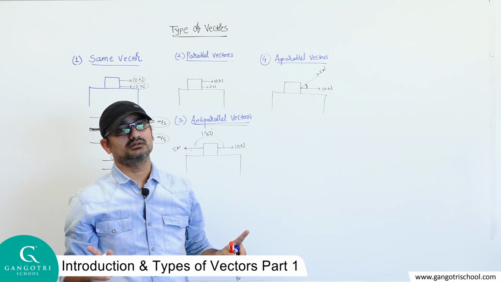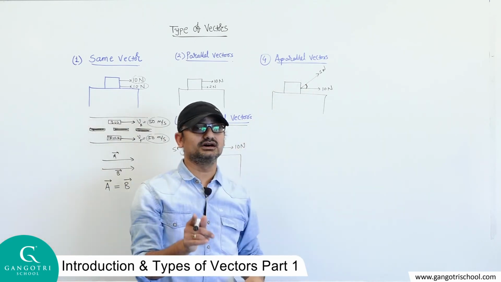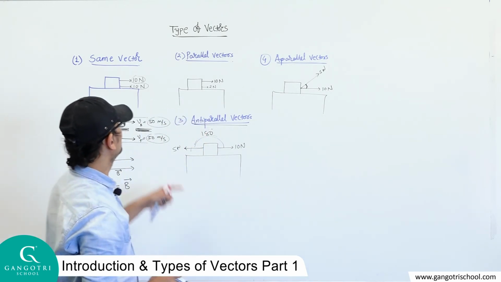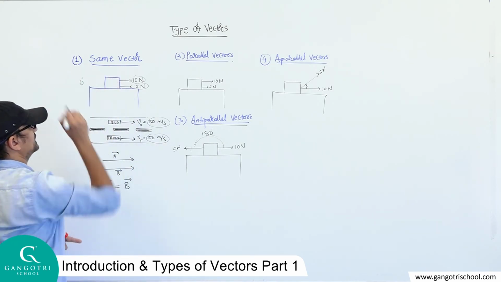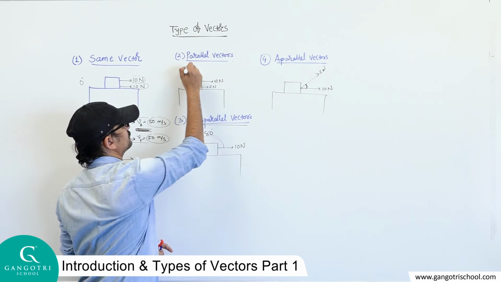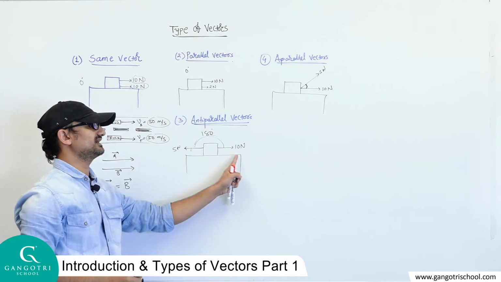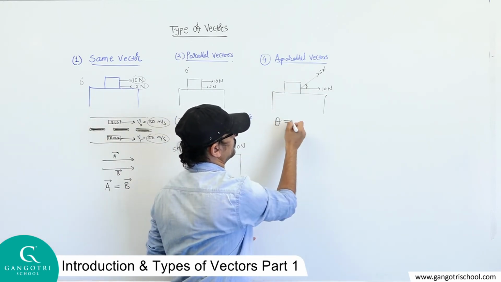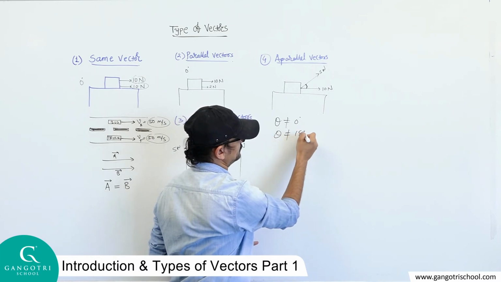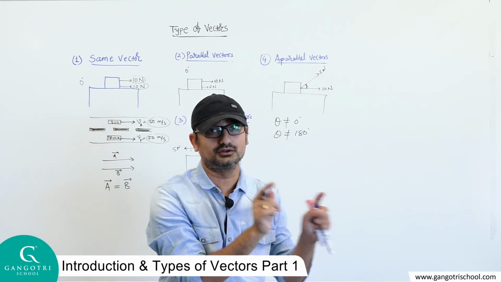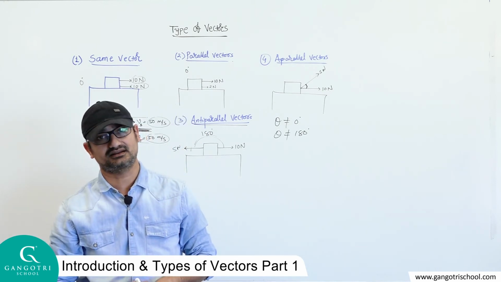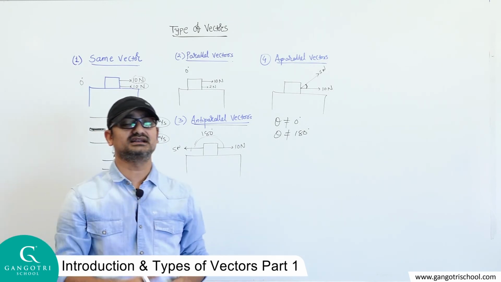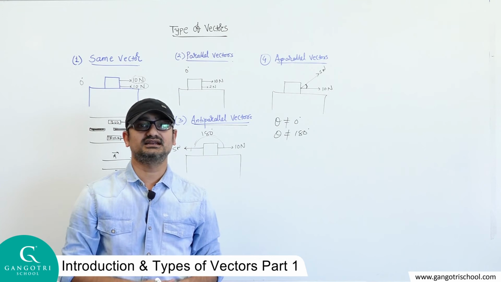So always remember, if two vectors are neither parallel nor anti-parallel, they are known as aparallel vectors. The angle between two same vectors is 0 degrees. The angle between two parallel vectors is also 0 degrees. The angle between two anti-parallel vectors is 180 degrees. Whereas here the angle between two vectors is not equal to 0 degrees and not equal to 180 degrees. It means that they are not parallel, not anti-parallel, they are known as aparallel vectors. So these types of vectors will help you as a fundamental concept to understand the next topic, dear student. So let's understand another topic.